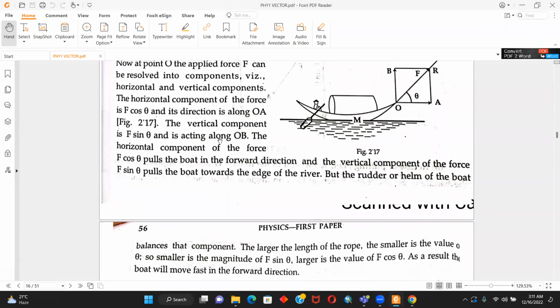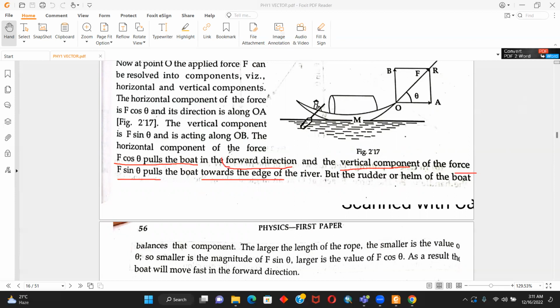Okay. So the vertical component is F sine theta and is acting along OB. The horizontal component of the force, F cos theta, pulls the boat in the forward direction. And the vertical component of the force, F sine theta, pulls the boat towards the edge of the river.